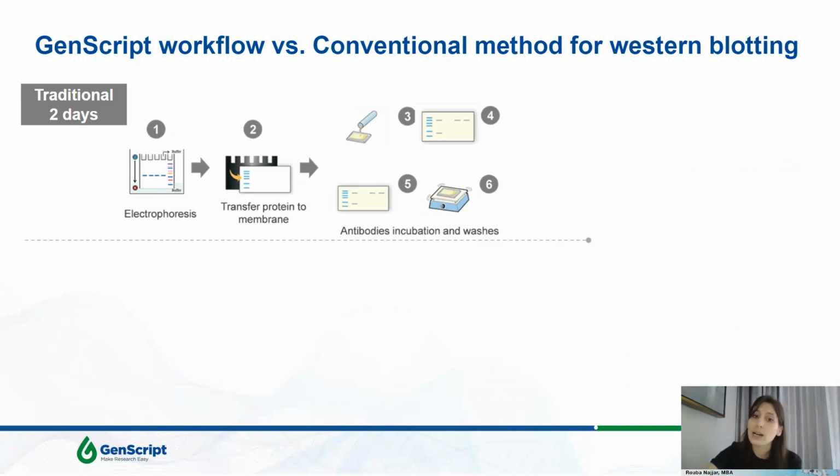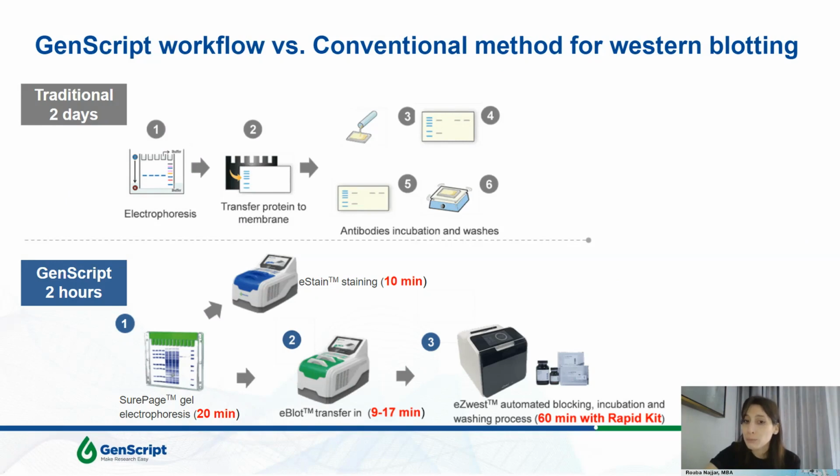So with that said, just a quick reminder: a traditional Western blotting workflow, taking you from electrophoresis through transfer all the way to the incubation and washes, typically takes 2 to 3 days. However, with the GenScript solutions, all the steps that you're typically struggling with and trying to do manually go from 2 days to only 2 hours or less. So it really reduces all the additional steps that are needed offline, as well as completely streamlines and reduces the timeline needed for this application.